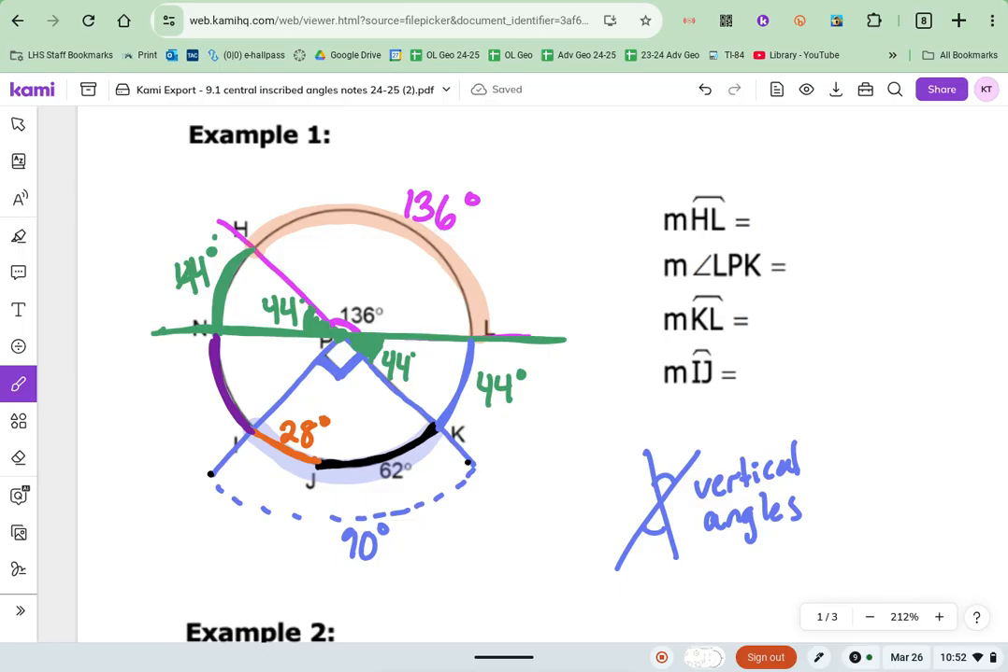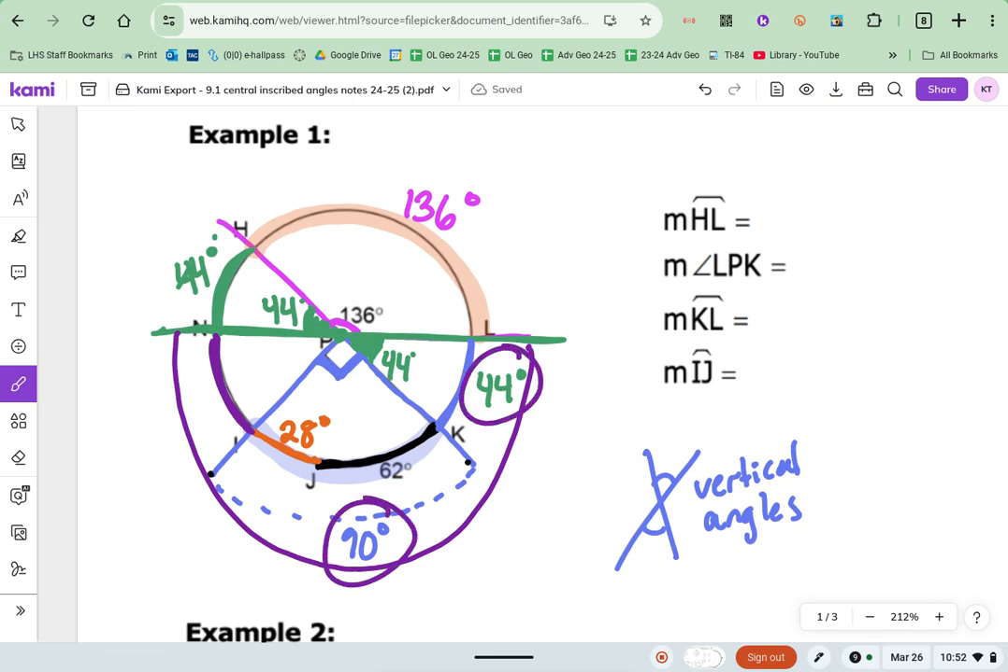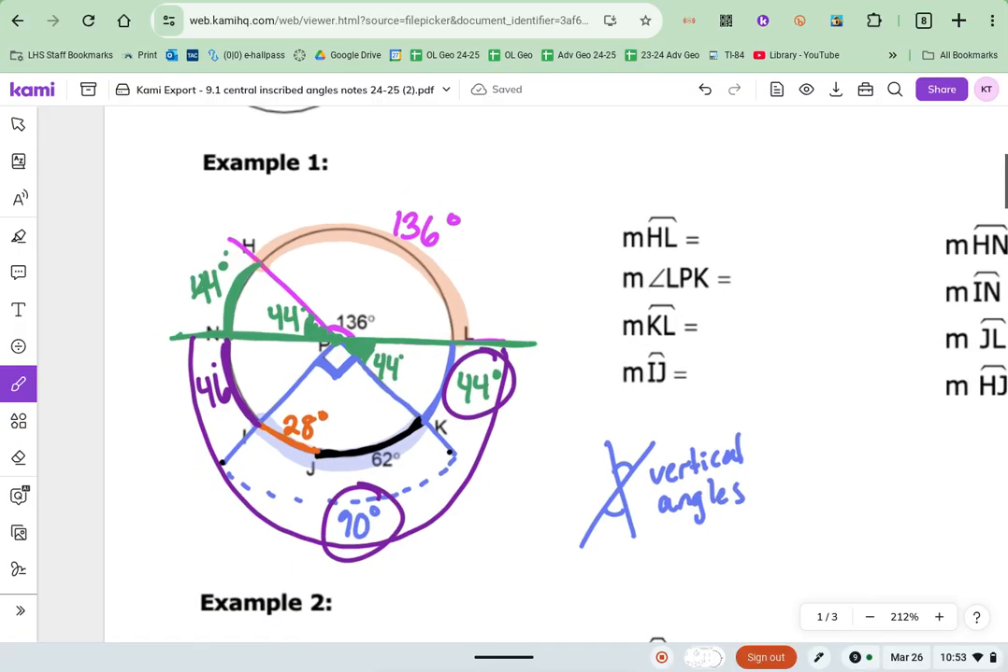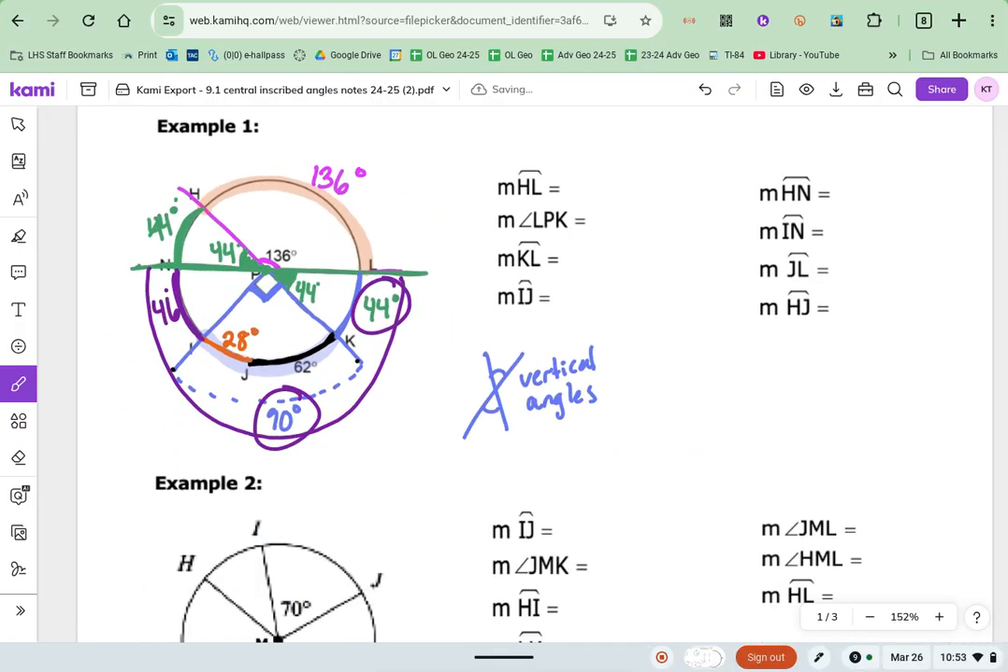We've already used 90 and 44 degrees, so we can figure out how much we have left. So 90 plus 44 degrees, let's see, that gives us 134 degrees. So we'll subtract that from 180, and so that leaves us with 46 degrees left for that little piece right there, which means that the angle that's intercepting that arc is also 46 degrees. So it's kind of like putting pieces together of a puzzle. You find one thing that helps you find something else.